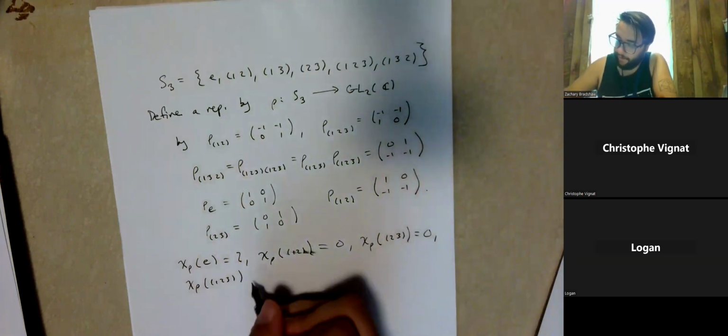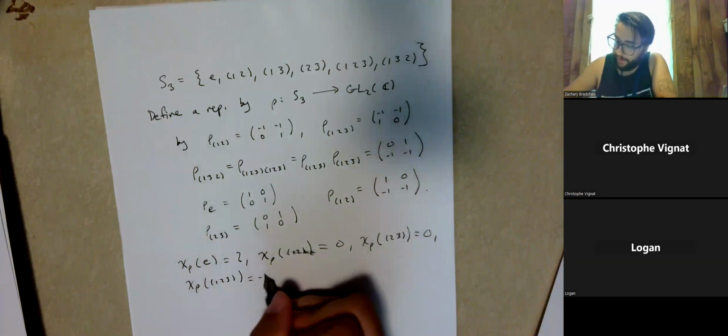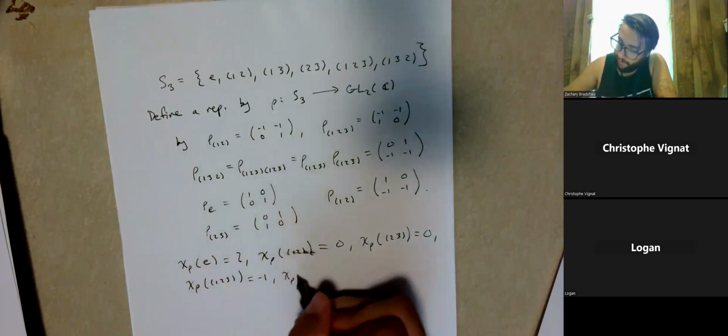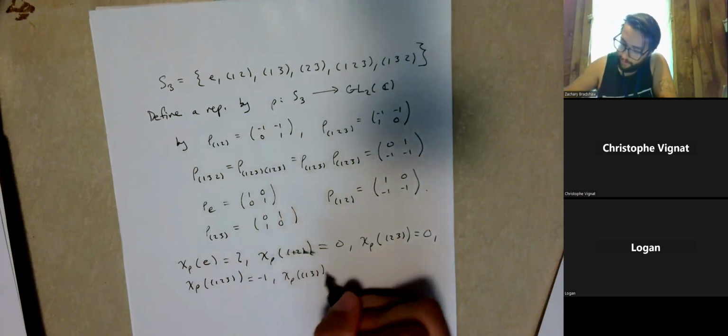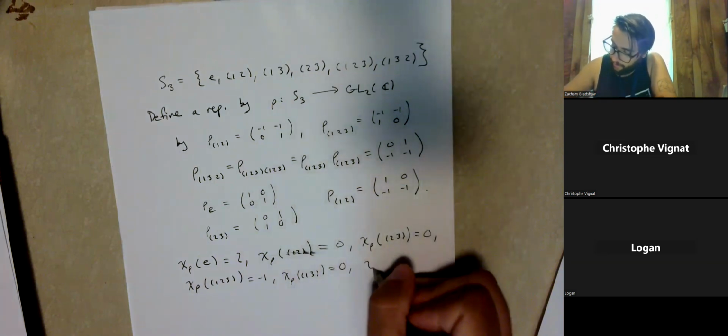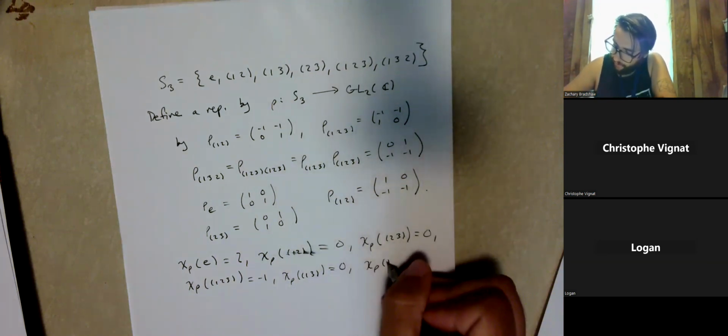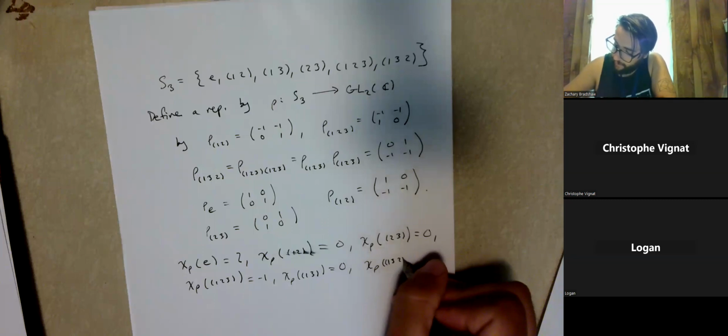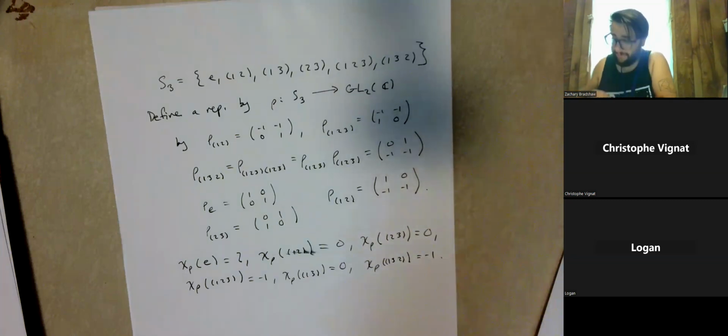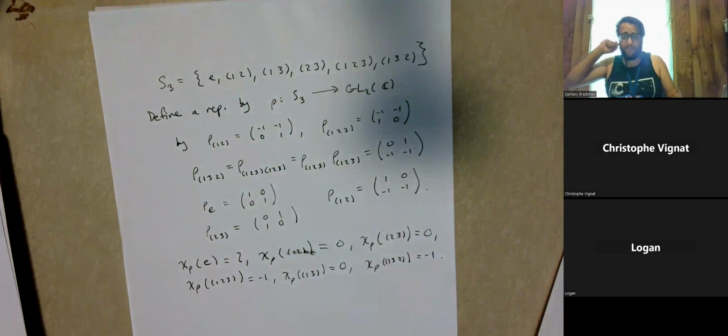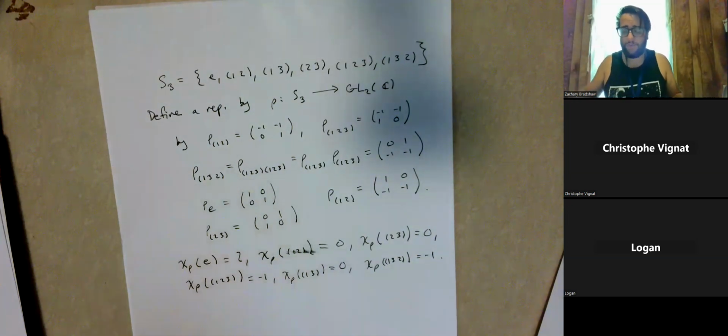Oh, I forgot my (1 3). I'll do that one next. This one is -1. Chi rho of (1 3) is going to be 0. And chi rho of (1 3 2) will be -1.